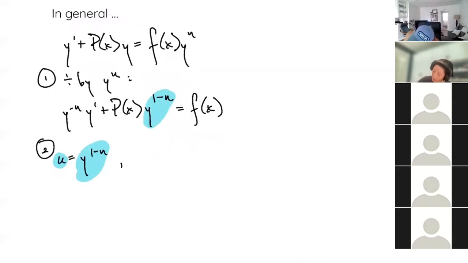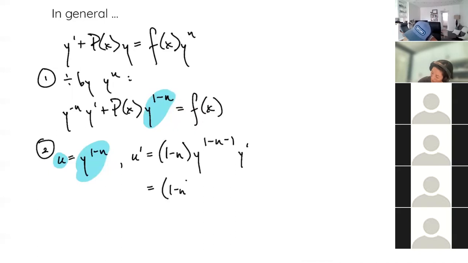We've also noted we have to convert our y prime, so we need to find u prime. We can do that using the power rule, where we bring the power down, 1 minus n, as a coefficient, y to the 1 minus n minus 1. That's the definition of the power rule. But because I have a 1 and a minus 1, that exponent becomes a negative n. So we end up with 1 minus n, y to the negative n, y prime.